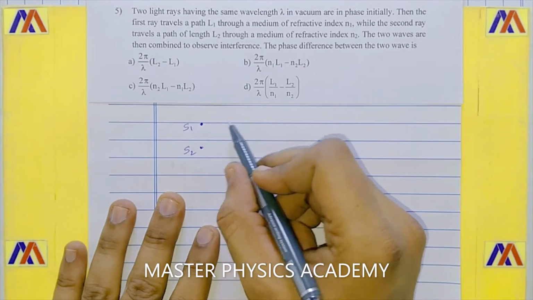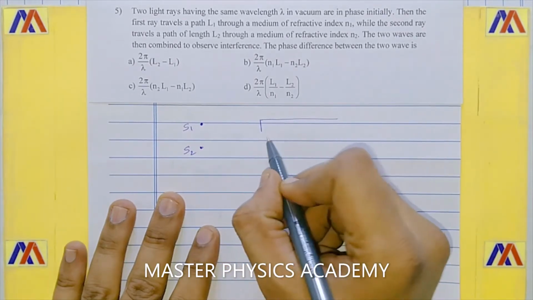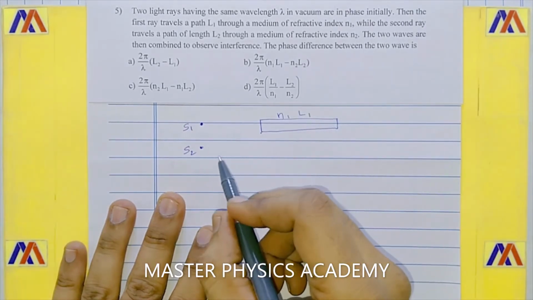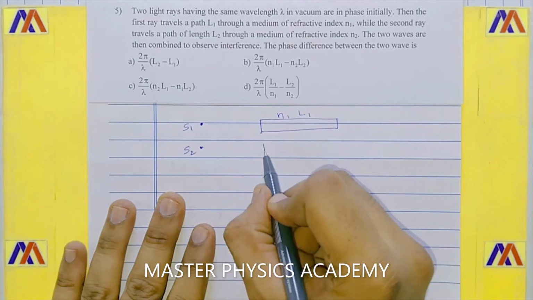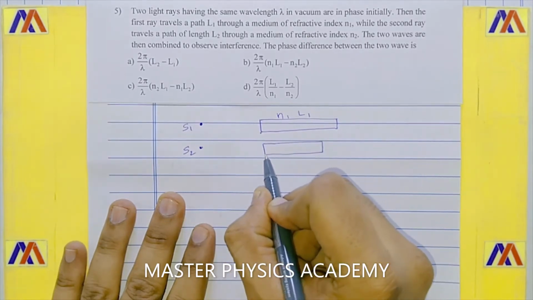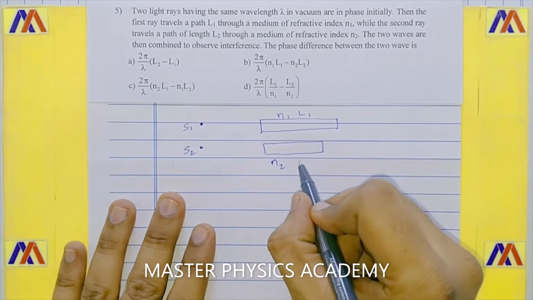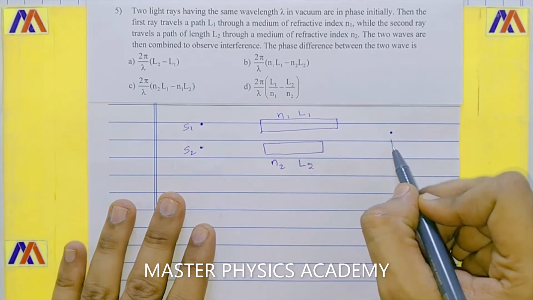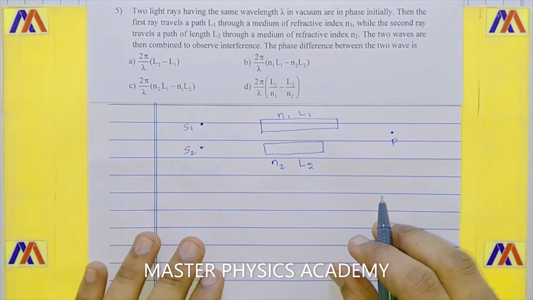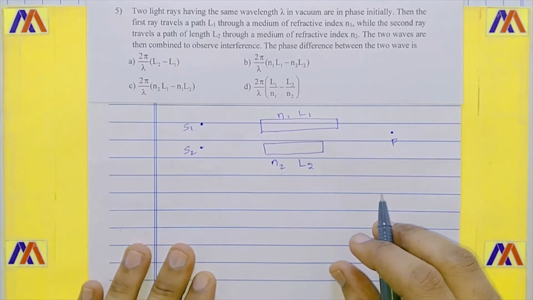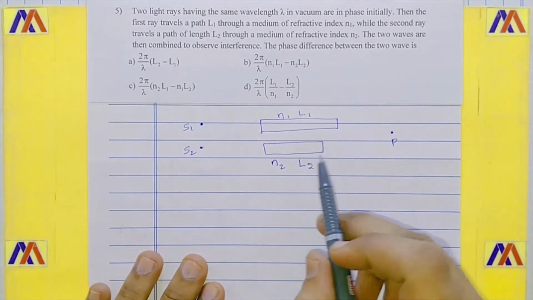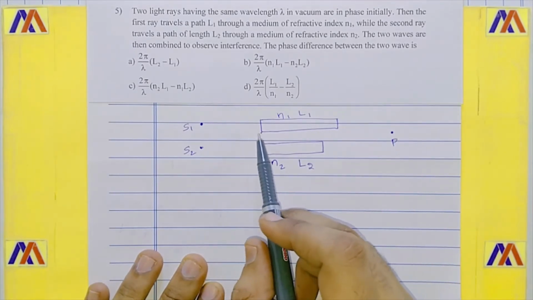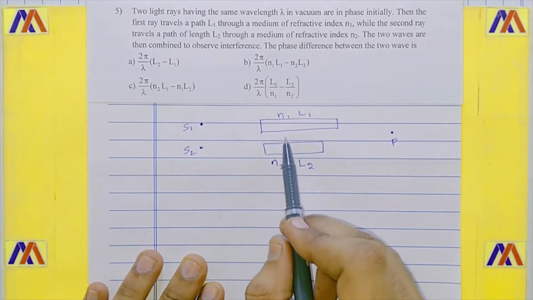The first wave coming from S1 will travel through a medium having refractive index N1 and length L1. The second wave coming from S2 will travel through another optical medium of refractive index N2 and length L2. These two waves are superposed at some point, say P, to obtain an interference pattern. First, we need to figure out the path difference between the two waves on reaching the point P.